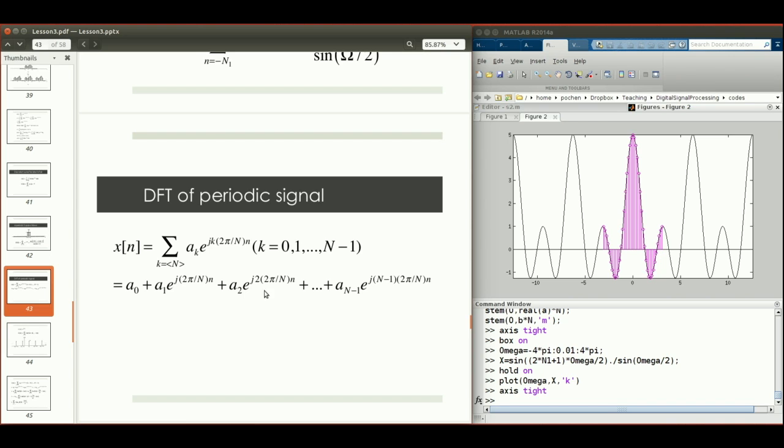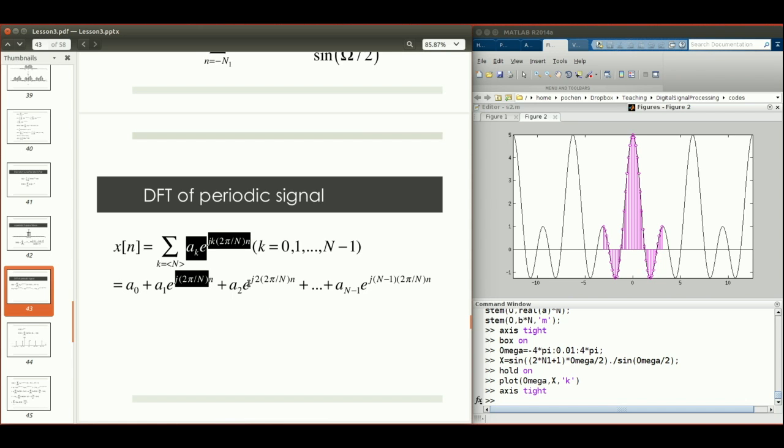That's each of the terms. So basically, if we want to evaluate the discrete Fourier transform of this particular periodic signal, we have to evaluate the discrete Fourier transform of each of those complex exponentials, right? Each of these terms, because a0, a1, a2, up to a N minus 1 are all just constants, just numbers.